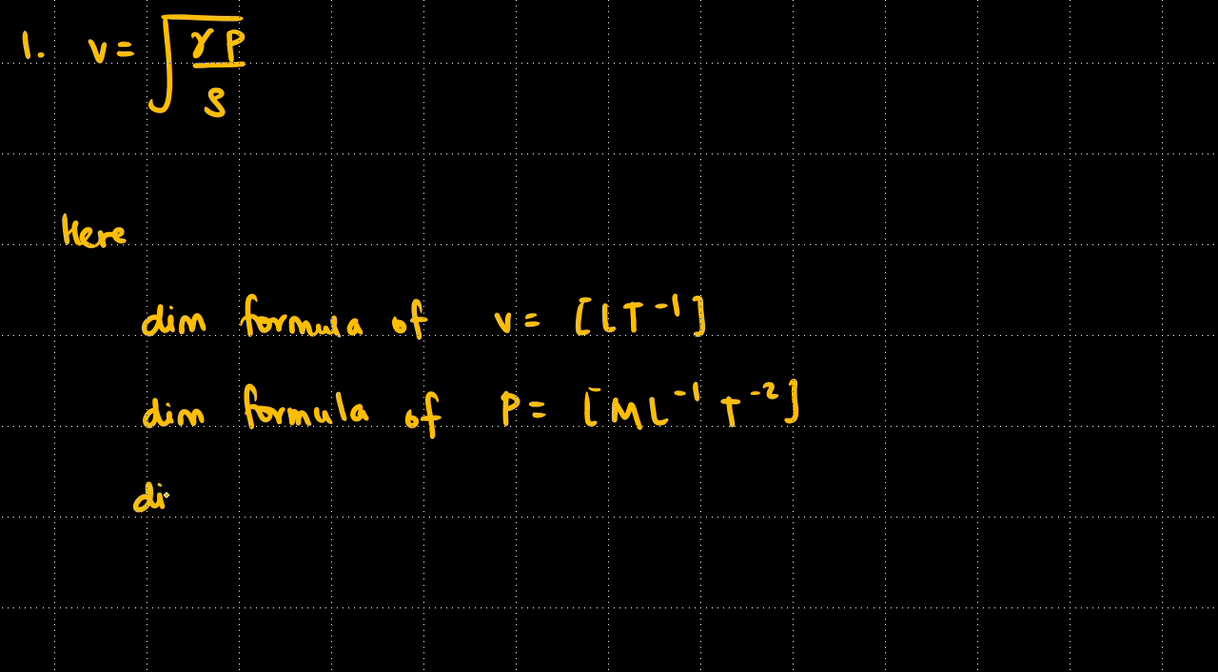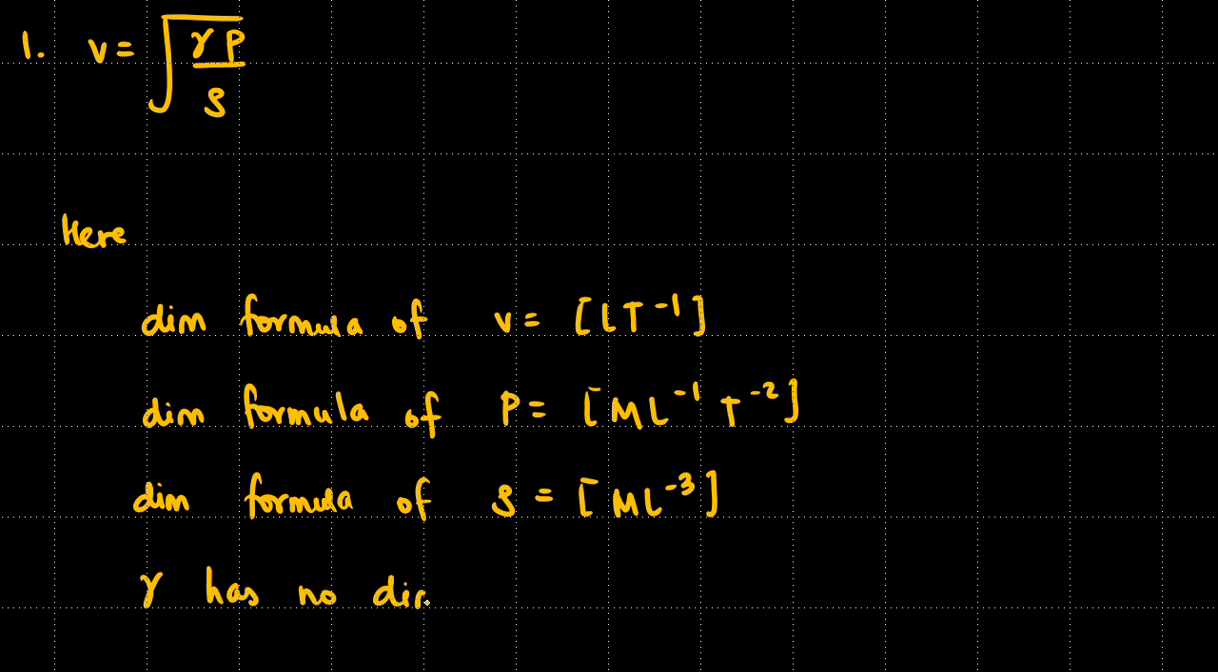Next one is the dimensional formula of rho. The dimensional formula of rho is ML minus 3, because rho is density, which is mass divided by volume. And finally, gamma has no dimension, or gamma is dimensionless. Okay, so now let's move on to the dimension. So now the dimension of LHS is V, L T minus 1, pretty simple.